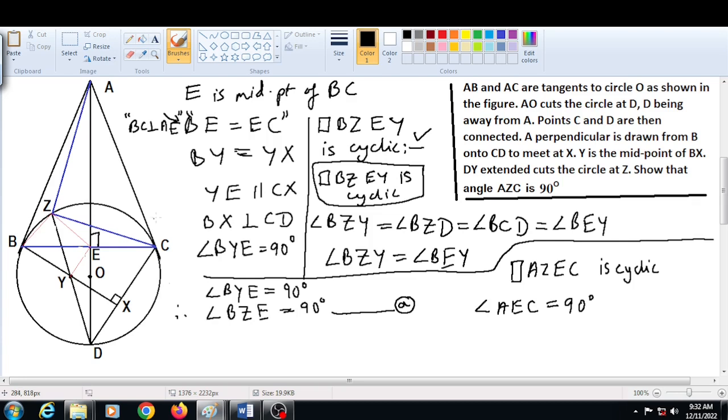So if I show that quadrilateral AZEC is cyclic, then it will follow that this angle over here is equal to this angle, from the property I just discussed. And it is the same property, by the way, we used to prove this quadrilateral BZEY is cyclic. So our task now reduces to showing that quadrilateral AZEC is cyclic. So let us quickly prove that quadrilateral AZEC is cyclic.